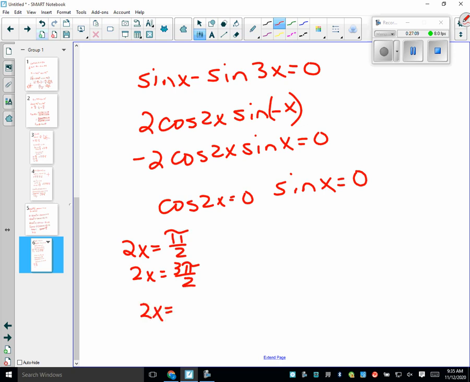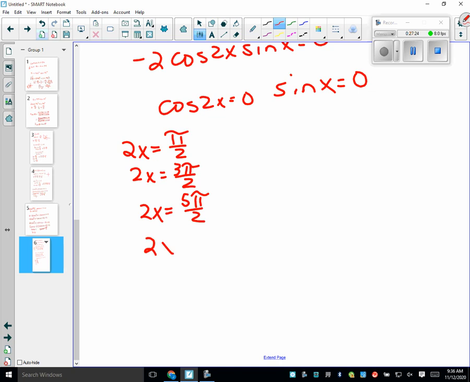Now, since it's 2x, do I need 2 rotations? So what is it next? 5 pi over 2, and 7 pi over 2. Okay, so this is pi over 4, 3 pi over 4, 5 pi over 4, and 7 pi over 4, right?